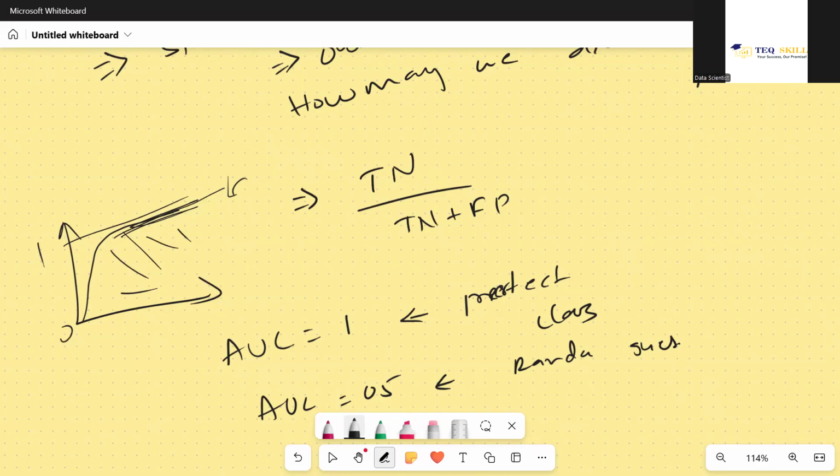Yeah, if AUC is 0.5, what would it be? It's a random guess. It's a kind of random guess. That means it's not a good model. It's 0.5.